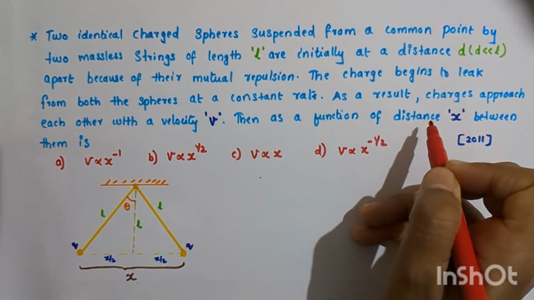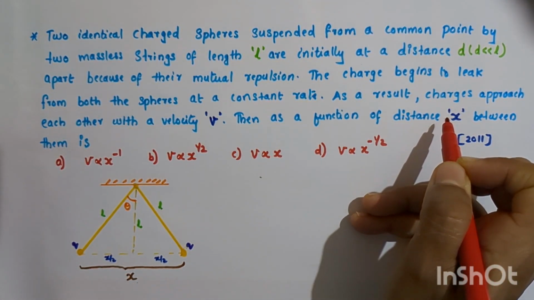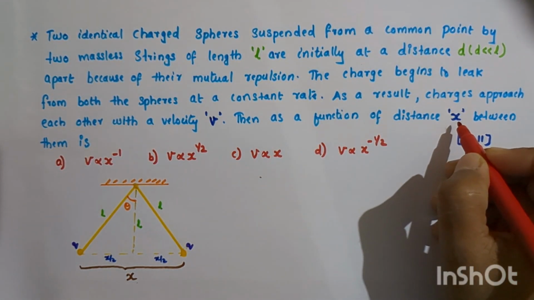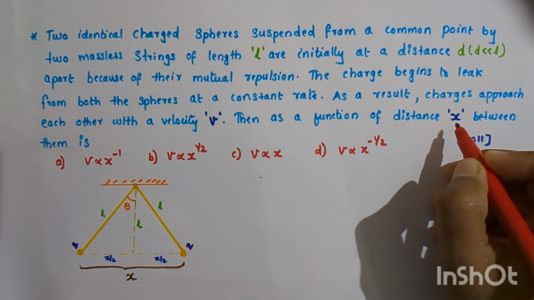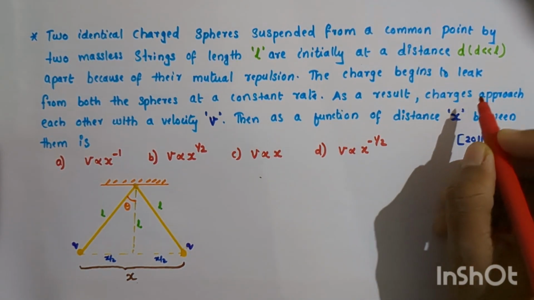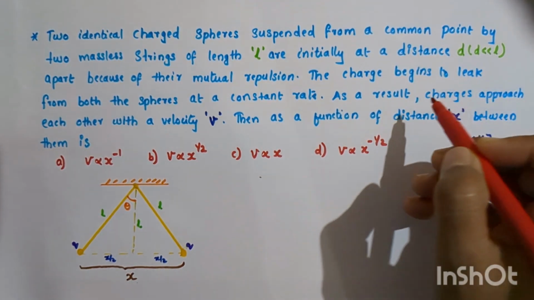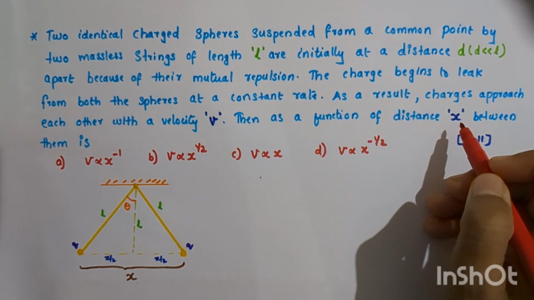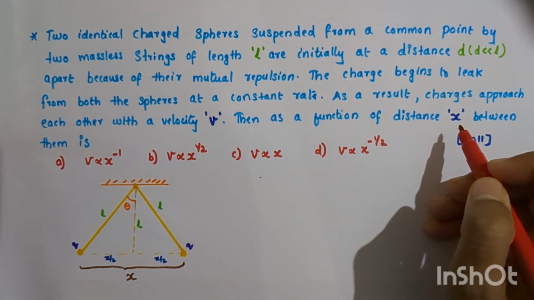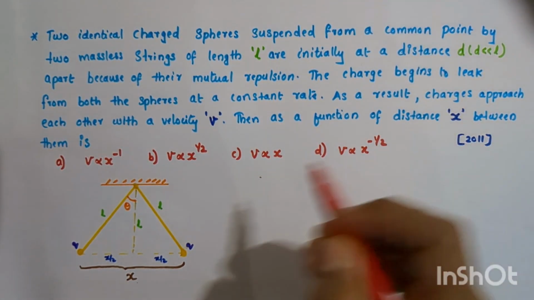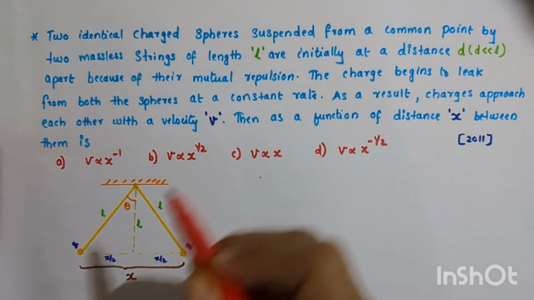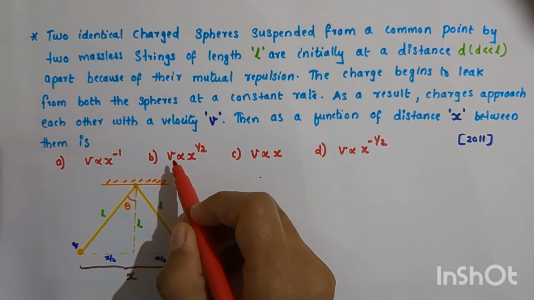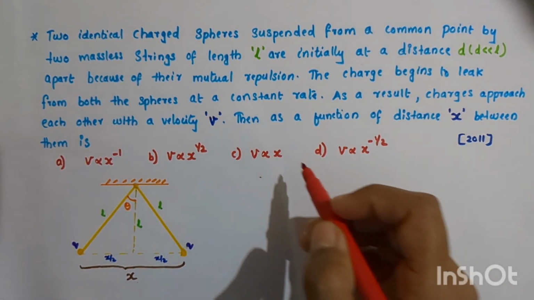Then, as a function of the distance x between them at any instant of time, we can consider the distance between the two charged spheres as x. The initial distance is d, but when the charges begin to leak out from the spheres, the distance becomes x. Let the distance be x for any instant of time. Then what will be the correct option, whether v will be proportional to x raised to minus 1, or v will be proportional to x raised to 1 by 2, etc.